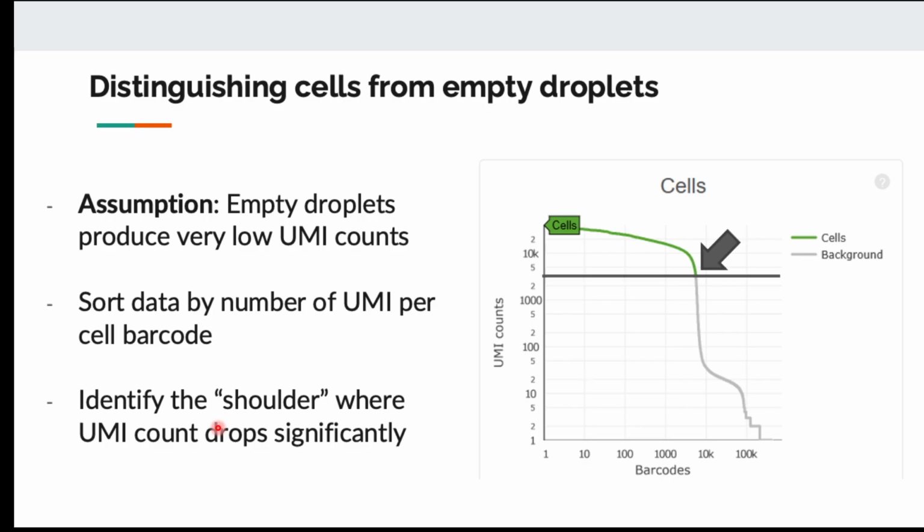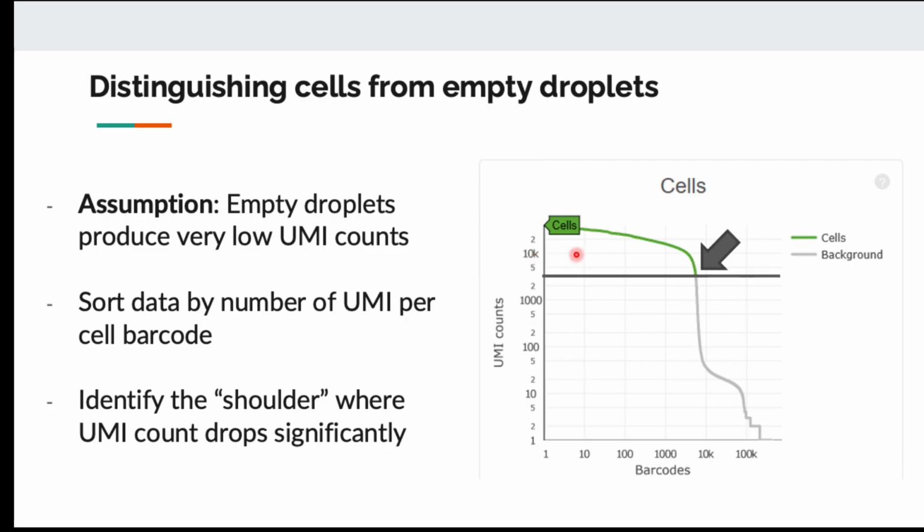Okay, so the first technique. The technique that I picked here, I picked because it will allow you to see certain things that you can generalize to other situations. So the way that people identify empty droplets, the droplets with no cells, the assumption here is that an empty droplet should have very low molecular count because it doesn't contain RNA.